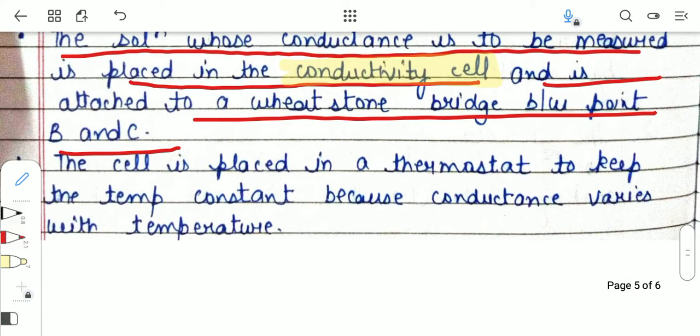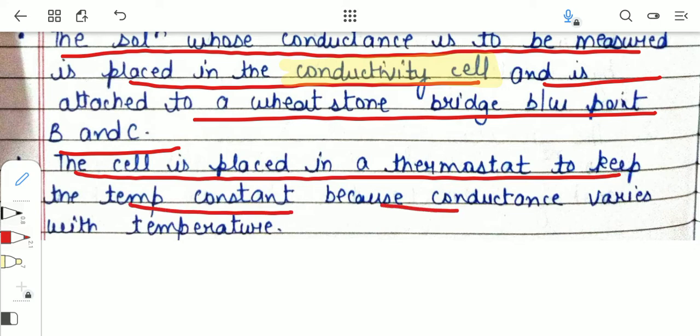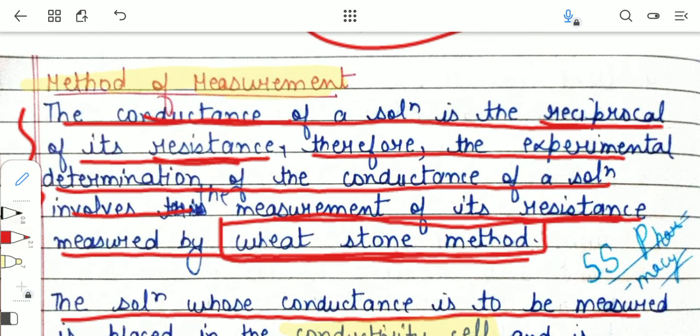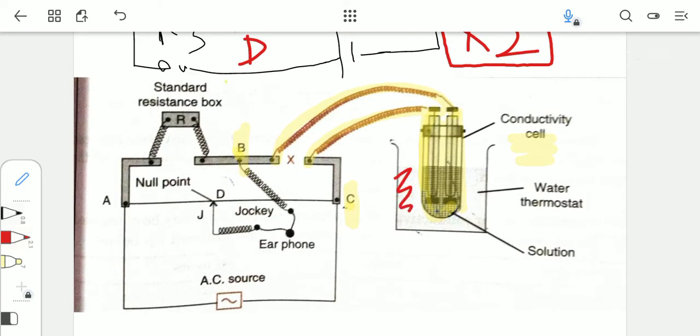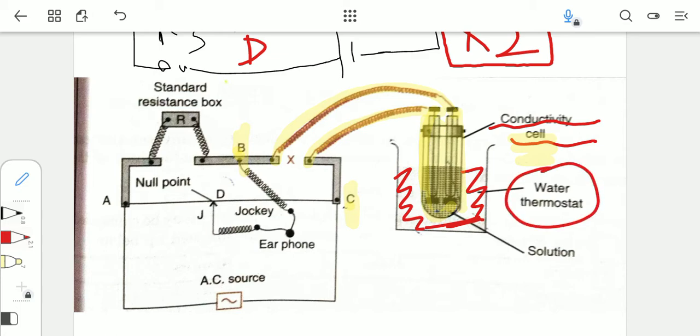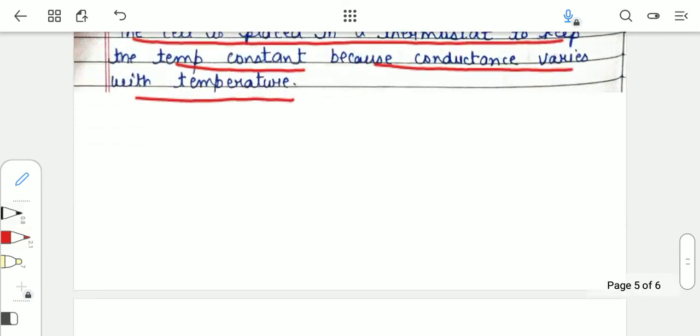Here it says that the cell is placed in a thermostat to keep the temperature constant, because conductance varies with temperature. Yes, as you can see from the diagram, this conductivity cell is placed in a water thermostat so that the temperature remains constant, because conductivity varies with temperature, and so that there is no change in the conductance of the solution. That is why this water thermostat is important.